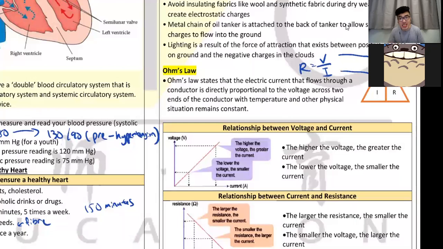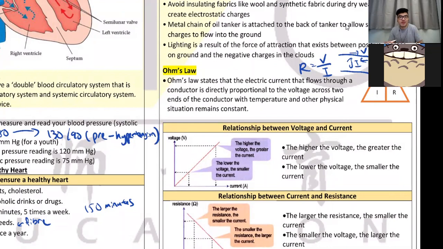Okay, because electricity is like a river. It's a flow of electrons. So V, voltage, is the speed of the river. I, current, is the width of the river. R, resistance, is the resistance of the river. Rintangan, something stopping the river.